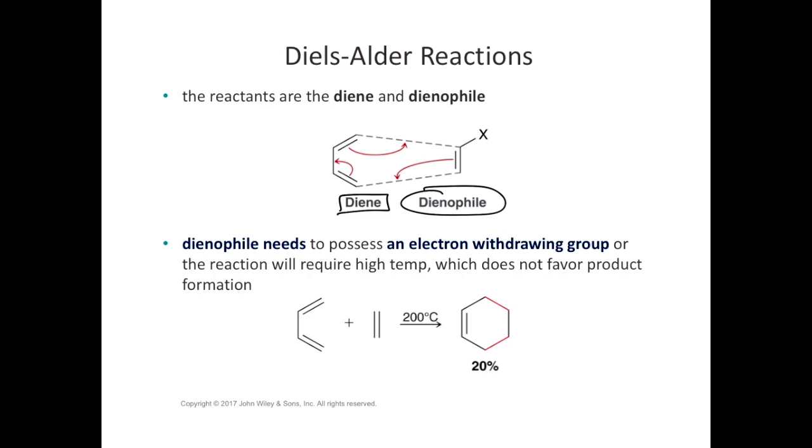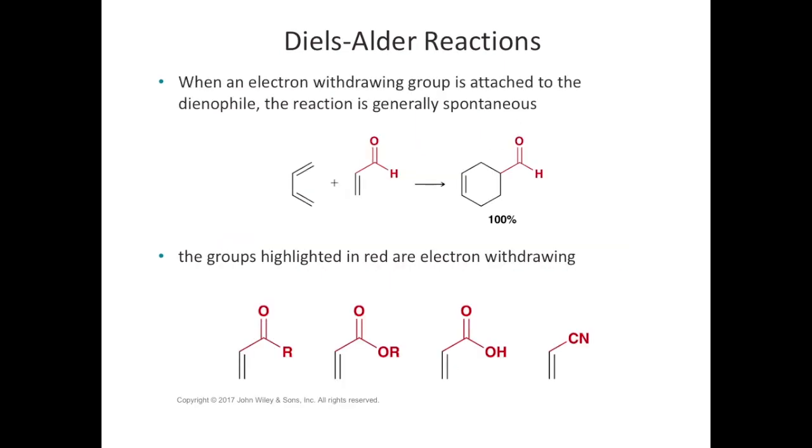Now typically a dienophile really needs an electron withdrawing group. So X needs to be electron withdrawing. Or the reaction will require high temperatures, which as just explained doesn't favor product formation because you start favoring the reverse reaction too much due to that entropy factor. So these would be examples of good dienophiles. The groups highlighted in red are electron withdrawing.